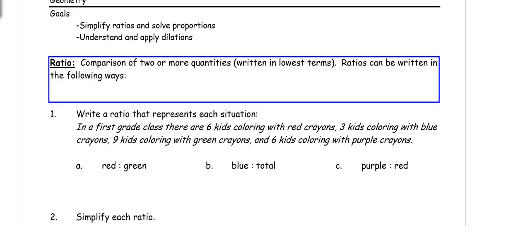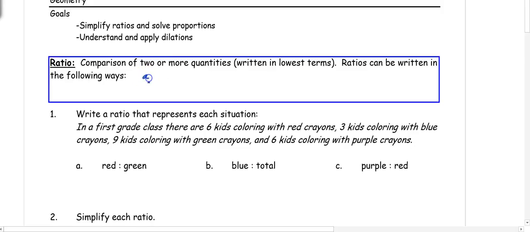This video is about simplifying ratios and solving proportions and understanding and applying dilations. So a ratio, remember, compares two or more quantities and it's always written in the lowest terms, which means as a reduced ratio. Ratios can be written in three ways.